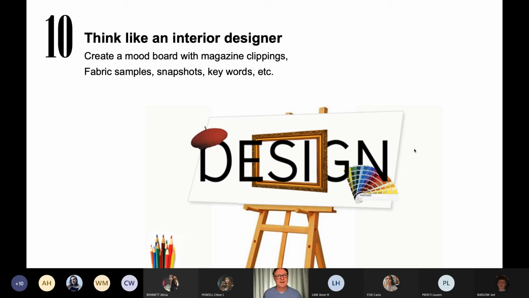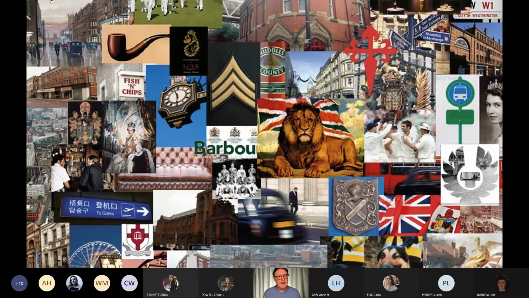Okay. Number 10, think like an interior designer. On every project, what you really need to be doing is creating a mood board with magazine clippings, fabric samples, snapshots, keywords, etc. A real mashup. This mood board is really valuable because what it can often contain are hidden gems. Perhaps you, as the collator, the creator of a mood board, may not be fully familiar with what is in that mood board that means something else to someone else.